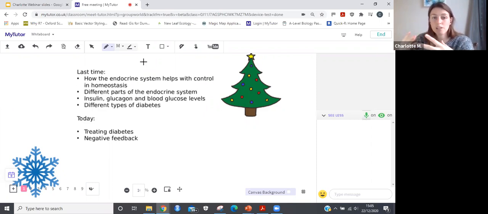So we talked about different parts of the endocrine system. We talked about where the different glands are in the body that produce different hormones yesterday. And then we took a case study of insulin and glucagon that are both produced in the pancreas. And those hormones work together to keep, as part of homeostasis, those levels normal in the blood. And then we briefly at the end talked about different types of diabetes. Diabetes is a condition caused by your body either not responding or not producing insulin, and so not being able to control your blood glucose levels.